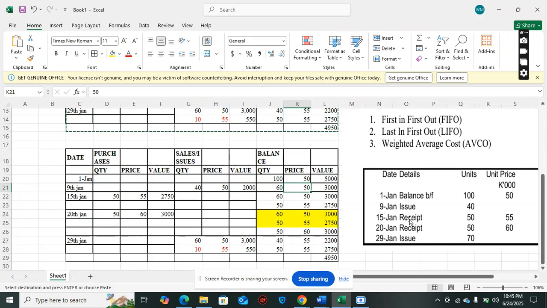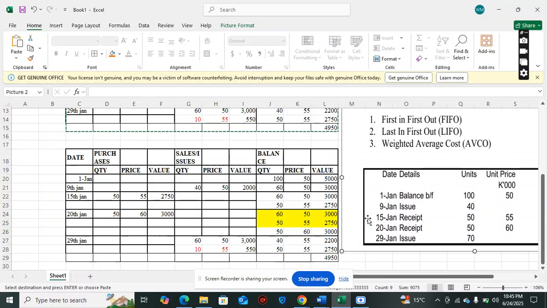The receipts, these receipts here, it's also still going to be the same here. Okay. You bring in 50 valued at 55 kwacha, you separate like this so that you have got two batches. You bring in another 50 units valued at 60 kwacha, you separate so that now you've got three batches.